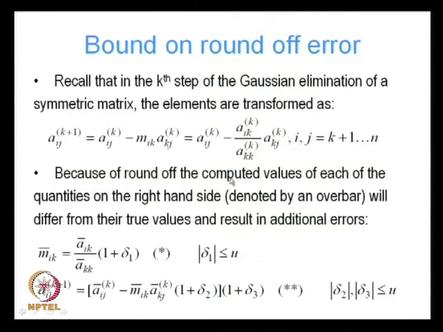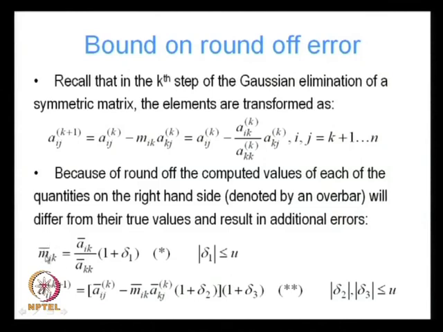Because of round off, the computed values of each of the quantities on the right hand side will differ from their true values and result in additional errors. So, instead of a_ij^(k), what is actually stored in the computer is ā_ij^(k), where ā_ij^(k) includes the floating point errors, the round off errors. So, it is the floating point approximation. So, ā_ij^(k+1) is equal to ā_ij^(k) minus m̄_ik ā_kj^(k).